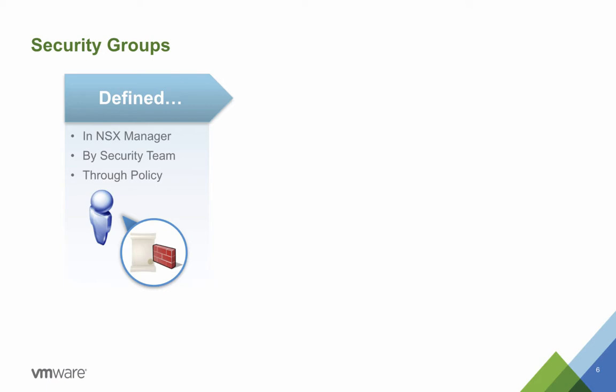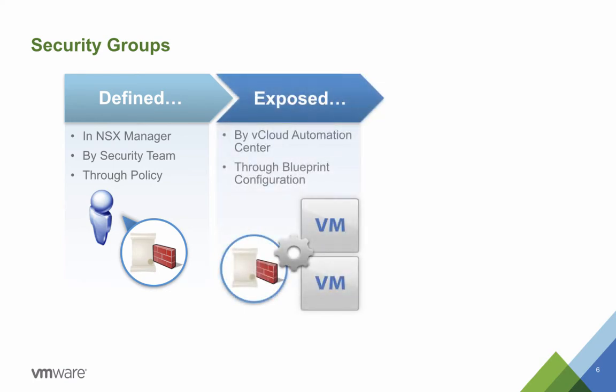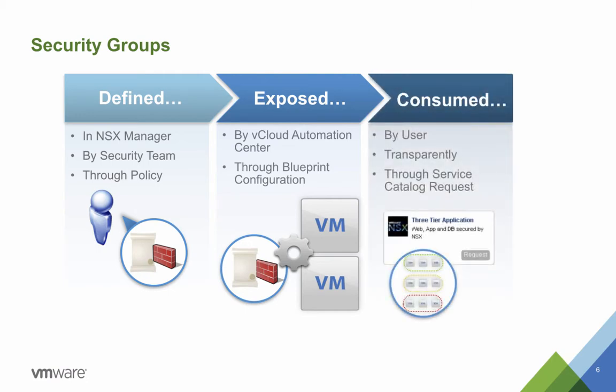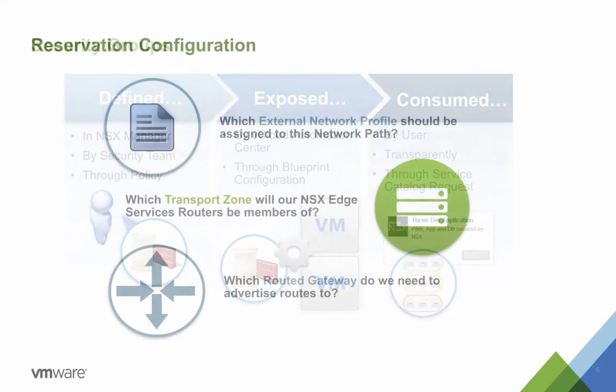vCloud Automation Center will discover these security groups when it runs a data collection against your NSX Manager, at which point they can be assigned to a multi-machine blueprint. When a user requests a catalog item through the service catalog, the provisioned workloads will be added to the defined security groups with no input required from the requesting user.